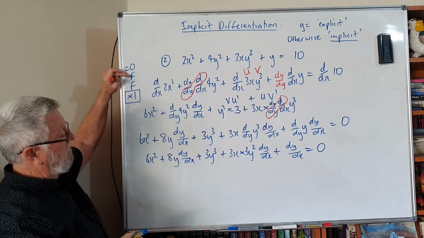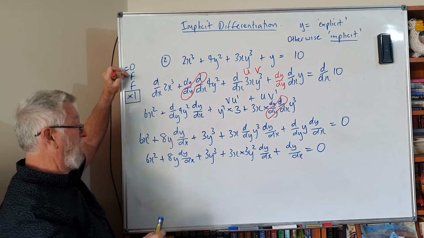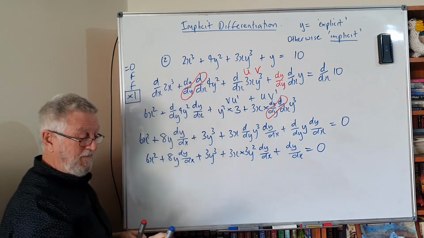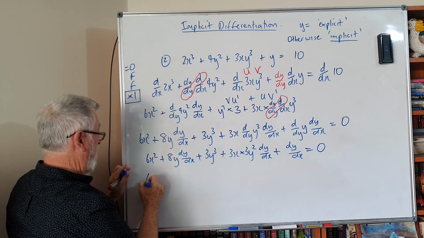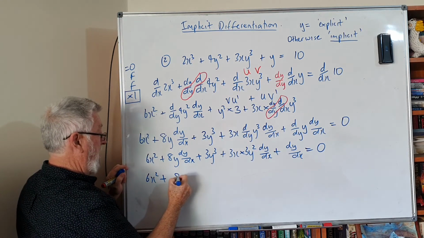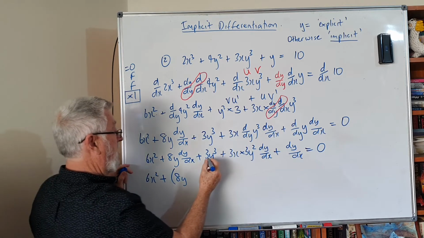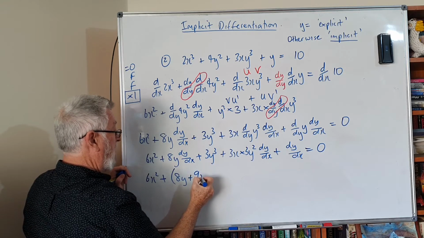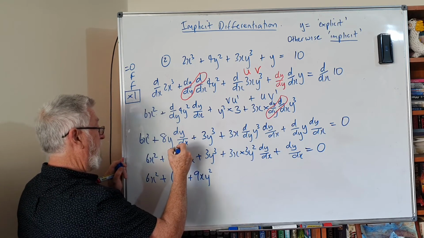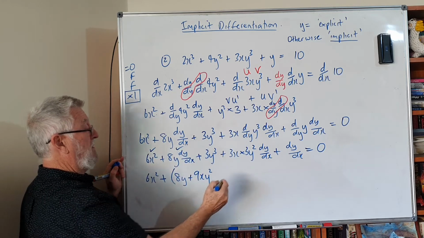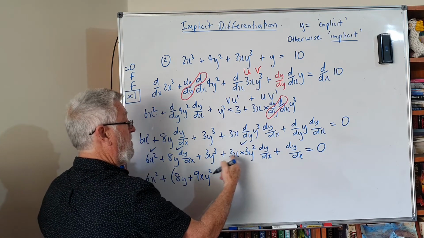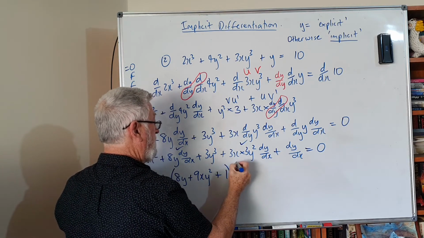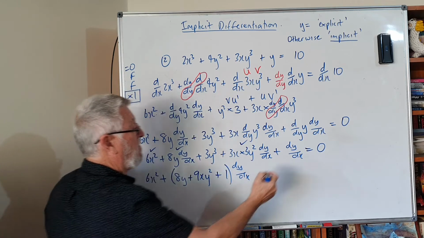Now I have a problem. I'm back to this one here. I need common factors. And what's my common factor? I've got a dy dx, and a dy dx, and a dy dx. So it's gone a bit crazy. Let's have a look at what we've got. So I've got a 6x squared, and I've got an 8y bracket, and then over here I've got a 9xy squared with a dy dx, and I'm going to have a 1 and all of those with a dy dx. So I've taken out a common factor out of those three.